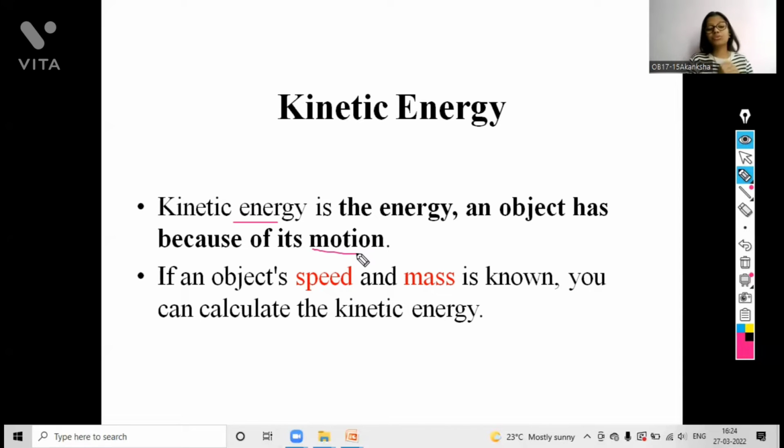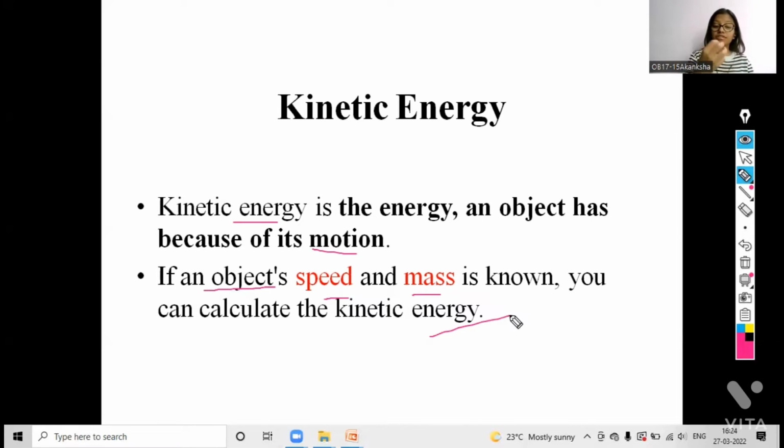Now moving on to our second point. If an object's speed and mass are known, like at what speed an object is moving, how fast you are walking, how slow you are running, and if we know the mass of an object, like the weight of a ball we are throwing, then we can easily calculate the kinetic energy, right?